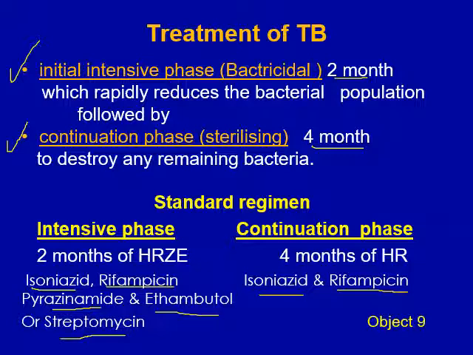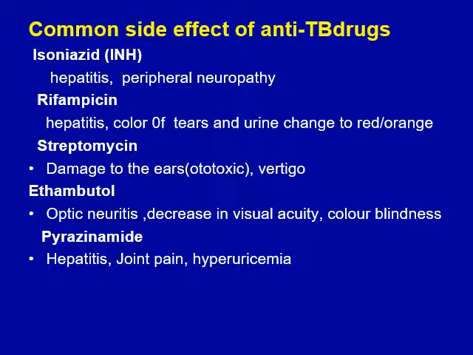You should give this drug, and the patient should have an idea about the side effects of this drug, because it is used for at least 6 months. Some of these drugs show side effects, so the patient and the doctor should have a good idea about the toxic effect or side effect of this drug. The common side effect of INH is that it can cause hepatitis and peripheral neuropathy.